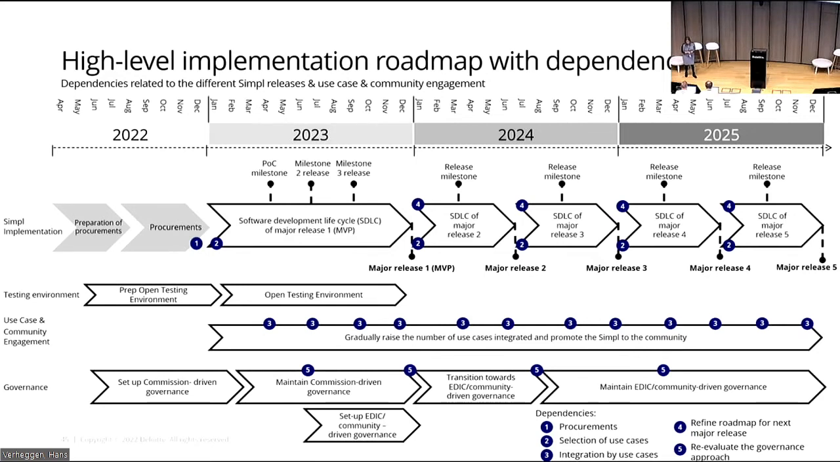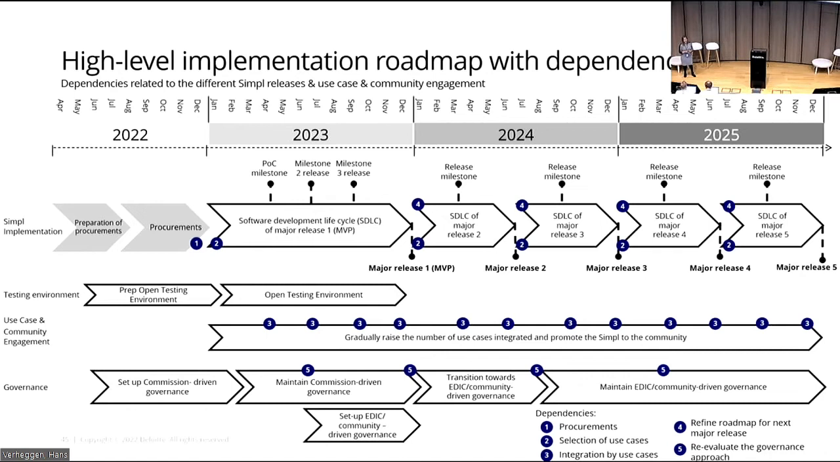Then the integration by use cases, you can see that there are several number threes depicted in this picture, because the use cases will need to deploy the Simpl platform again and again as soon as a milestone release is released, and they will need to test it and use it to discover bugs or issues. Then refine the roadmap for the next major release.